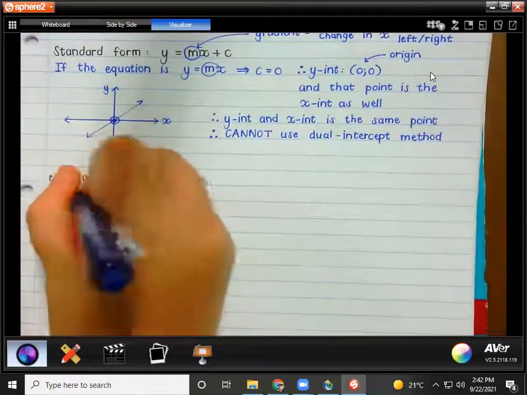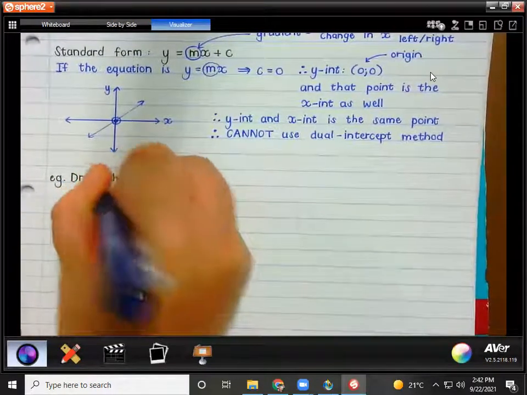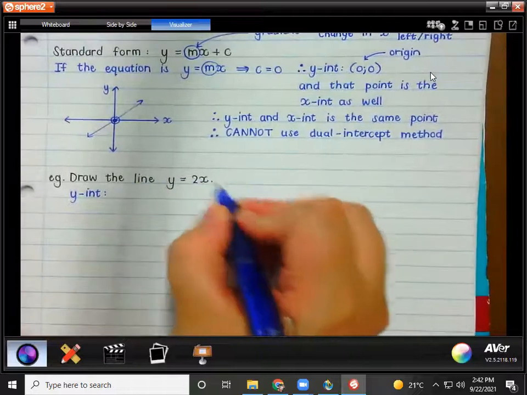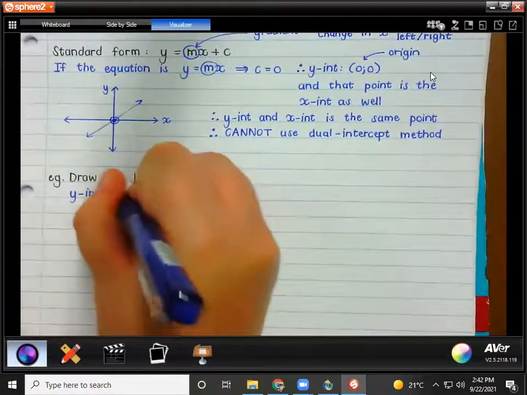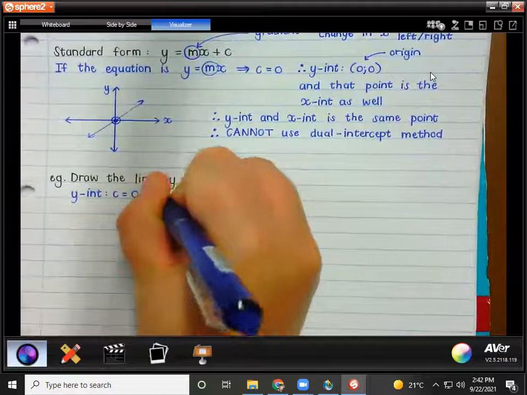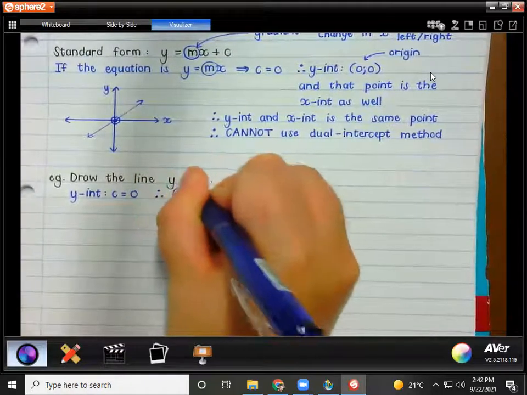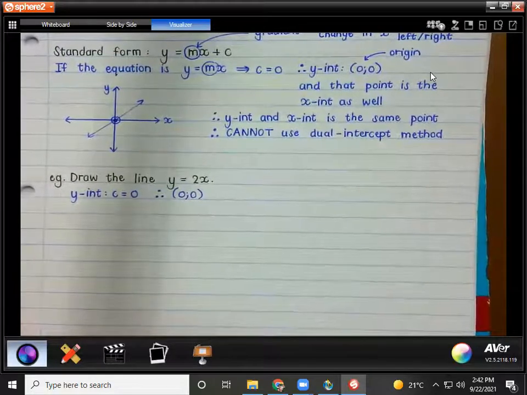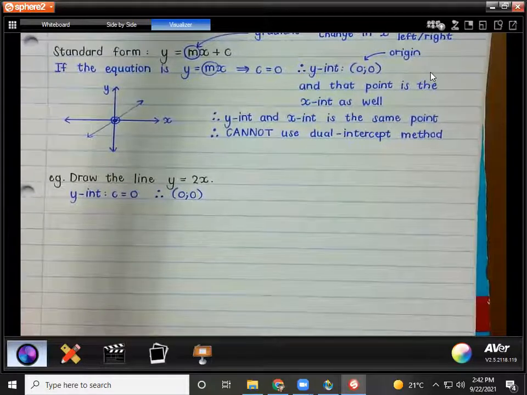So let's write, that's step 1. That's the first step that we wrote down at the top there. Find the y-intercept. So for the y-intercept, my c value is 0. Therefore, the y-intercept is 0, 0. Remember, guys, for y-intercept, the x value is always 0. And then your c value is y.